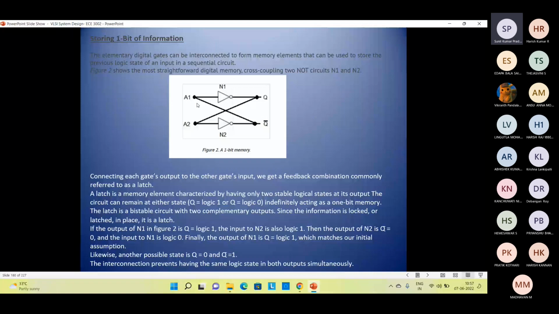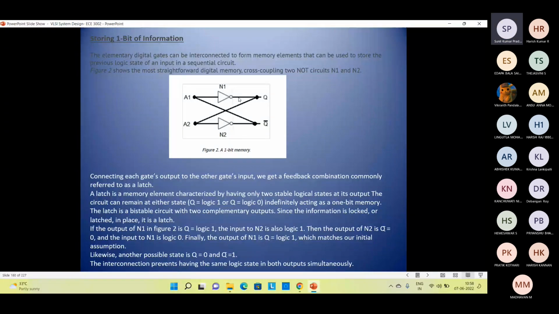So let's say this A1 is logic 0. Its output will be logic 1, and this logic 1 is given to the input here. So A2 will be 1, and its output will be 0. Again, this 0 is connected to the first input of the NOT gate. So in this way, the elementary digital gates can be implemented to form memory elements that can be used to store the previous logic state of the input in a sequential circuit.